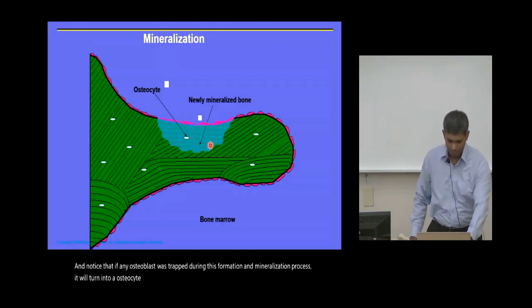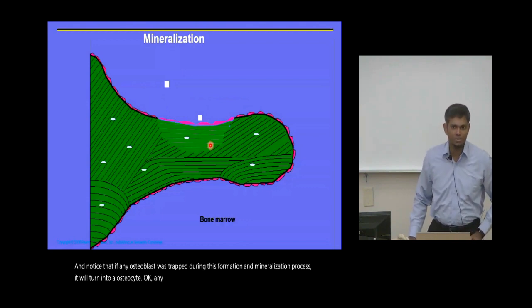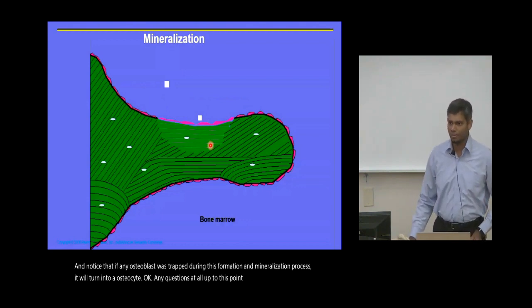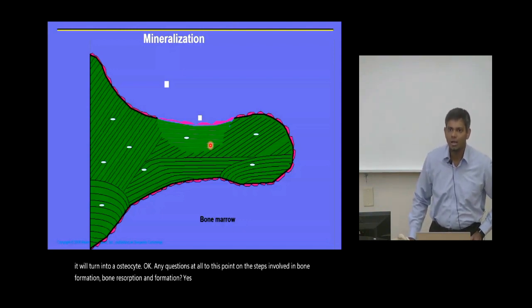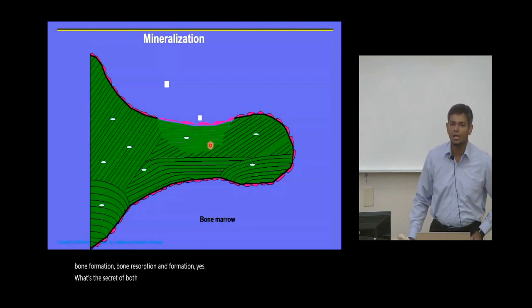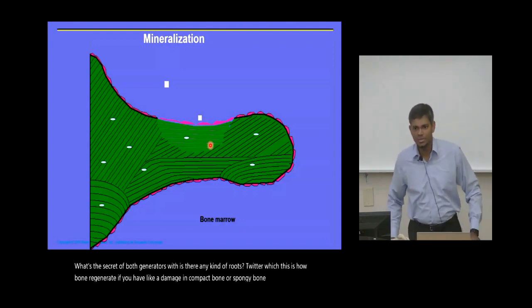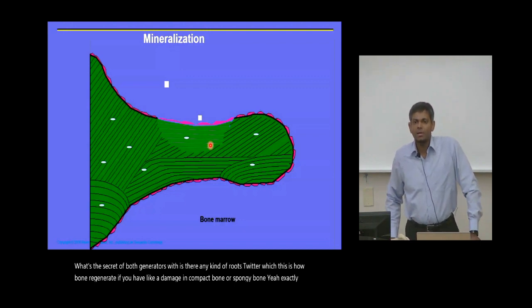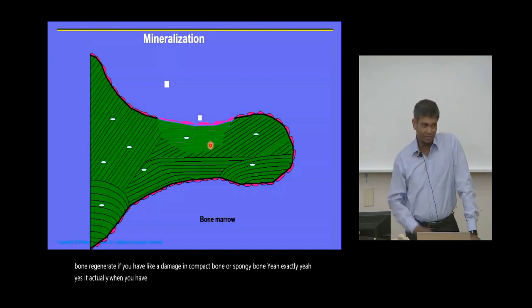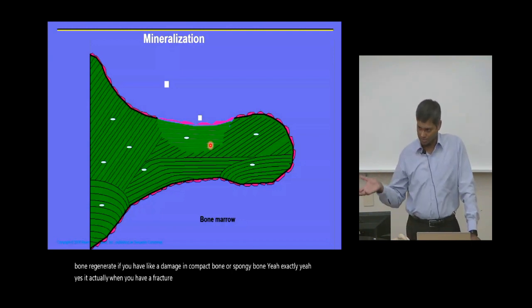Okay? Any questions at all to this point on the steps involved in bone formation, bone resorption and formation? Yes? This is all just the same kind of bone that regenerates with. Is there any kind of chemical difference to it, or is it just... This is how bone would regenerate if you have damage in compact bone or spongy bone. Yeah. The new bone's exactly the same as the old bone? Yeah. Okay.